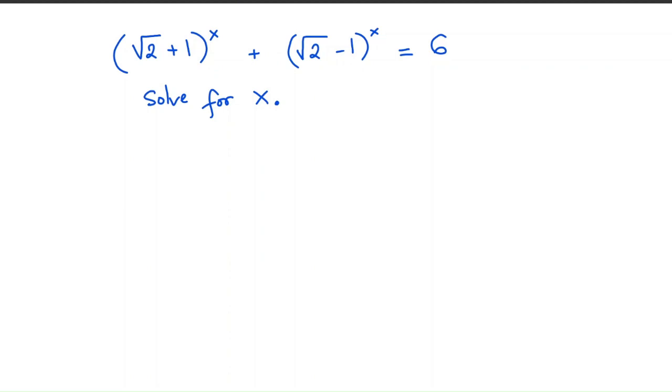Hi guys, welcome back. Today we have another cool exponential equation to solve for x, so let's work together. So we have the solution.